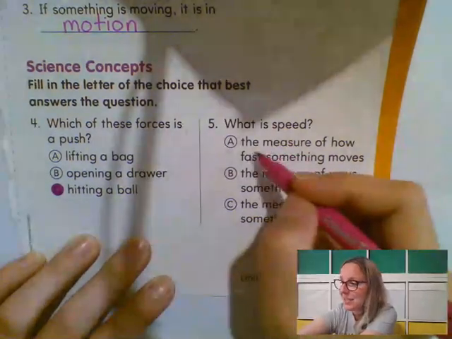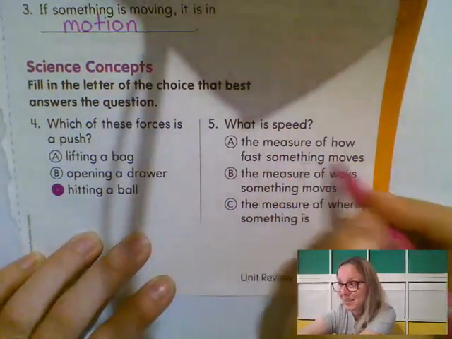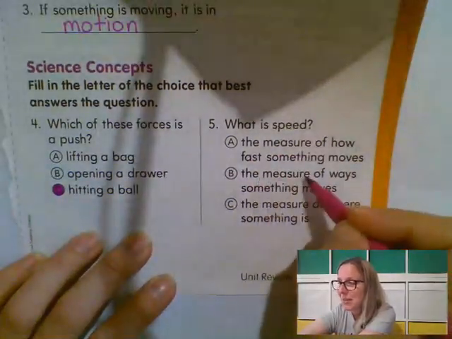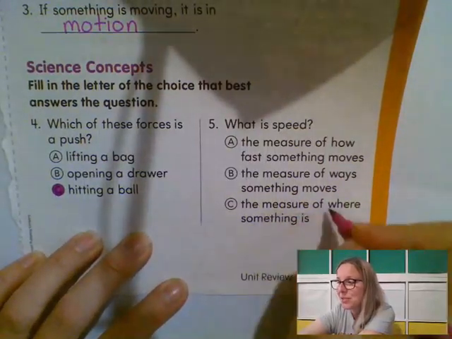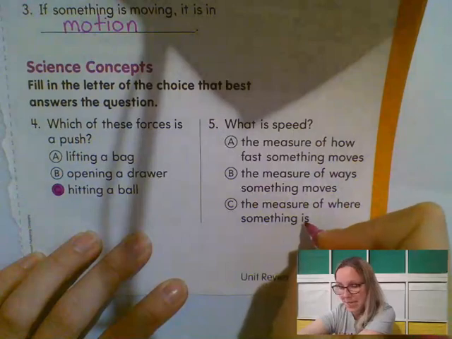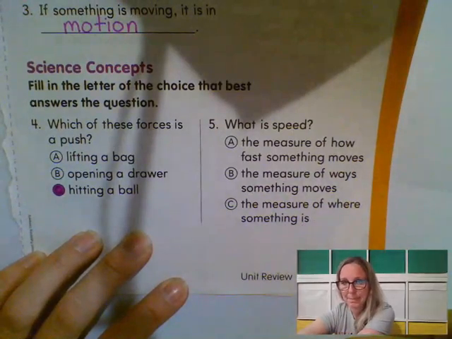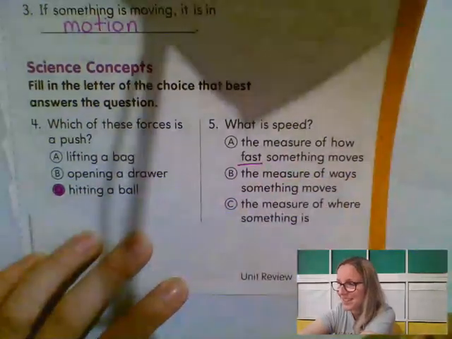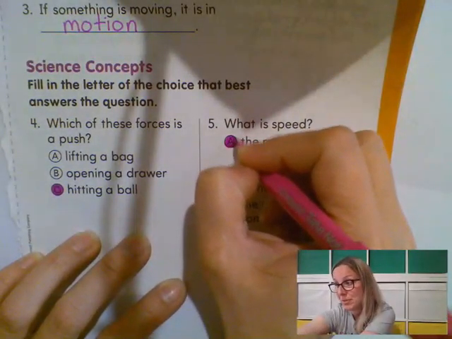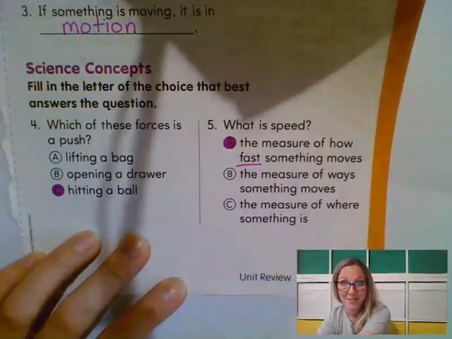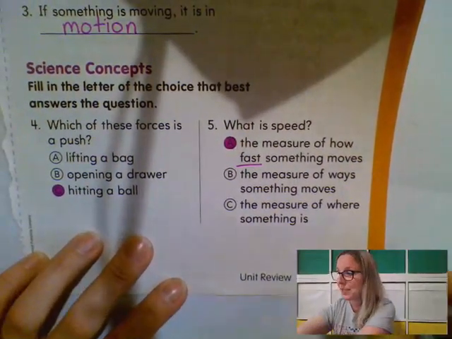Number 5 says, what is speed? Is speed the measure of how fast something moves? Is it the measure of ways something moves? Or is it the measure of where something is? If you said how fast something is, you are correct. It could also be how slow. So you can have a slow speed or a fast speed. Okay. Go ahead and turn the page.